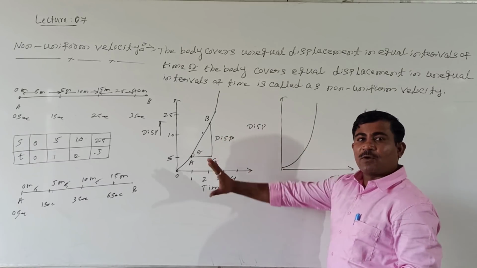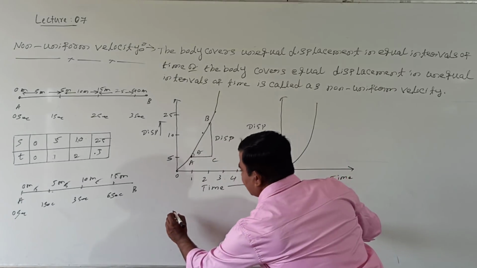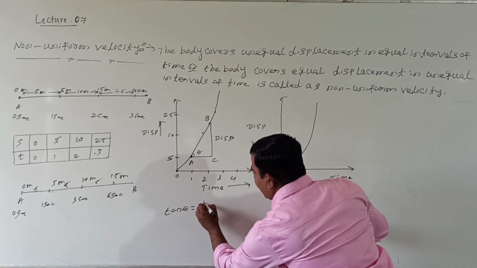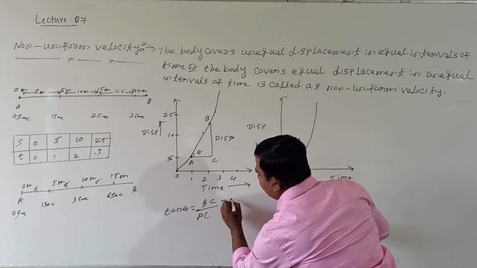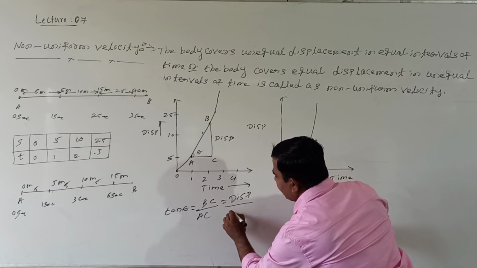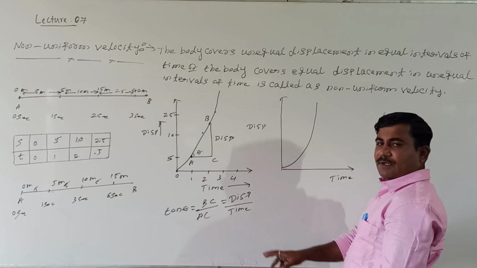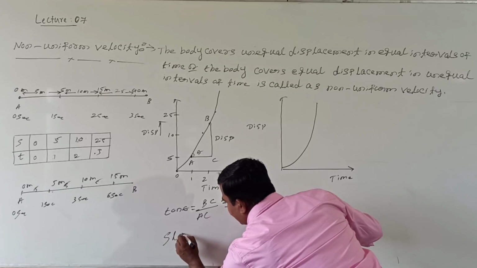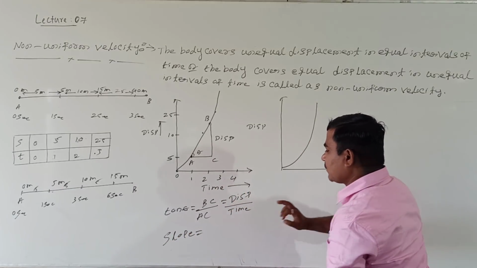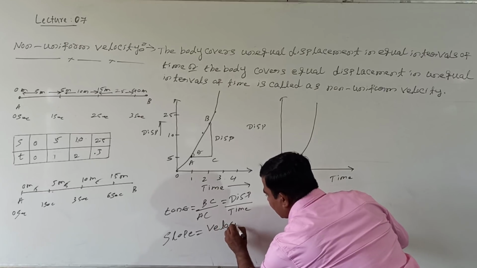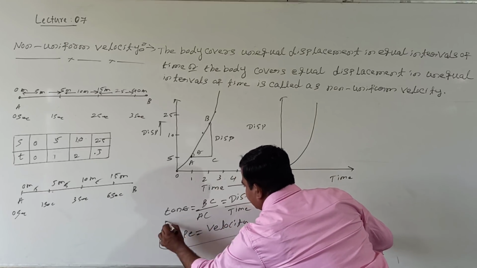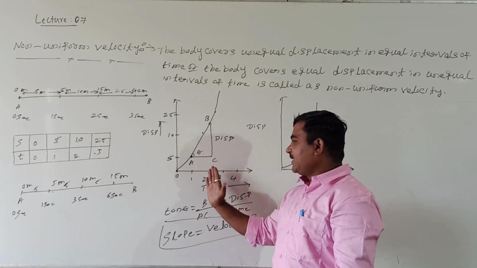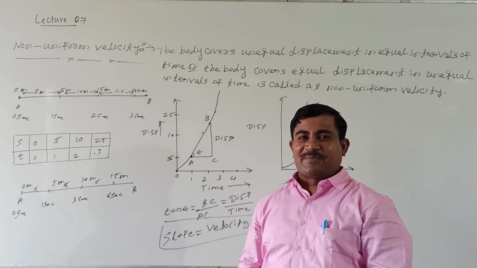Then again you can take the slope. Slope means tan theta. How to take tan theta? Tan theta is equal to opposite by adjacent, BC divided by AC. BC means displacement and AC means time. Displacement divided by time, that we call velocity, I mean slope. Slope means tan theta, which is displacement by time. What do we call this? This we call velocity. What does it indicate? The slope of the displacement-time graph indicates the velocity of the body.